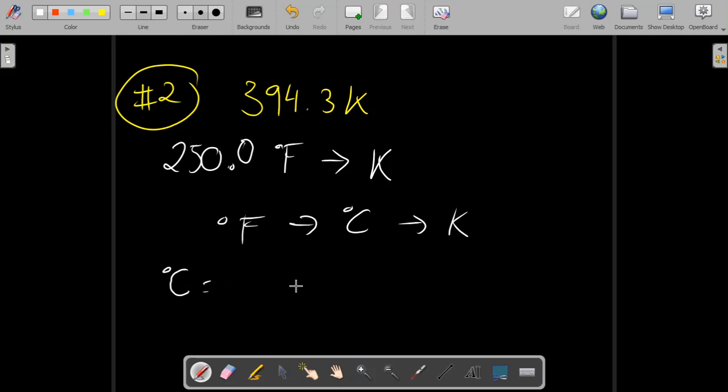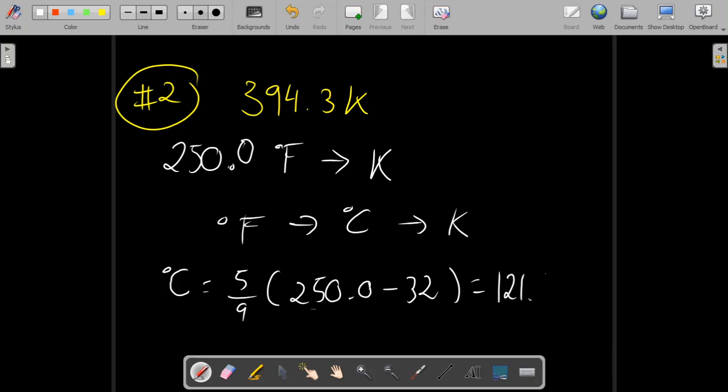Your Celsius is going to be the 5/9. I'm going to put it directly. You need your Fahrenheit next. So you put the 250.0 and minus 32. This is the formula that allows you to calculate Celsius from Fahrenheit. So you put the Fahrenheit right here. So do these in parentheses first, put it in the calculator, multiply by 5 divided by 9, and the calculator should shoot this number out to you, 121.1 degrees Celsius.